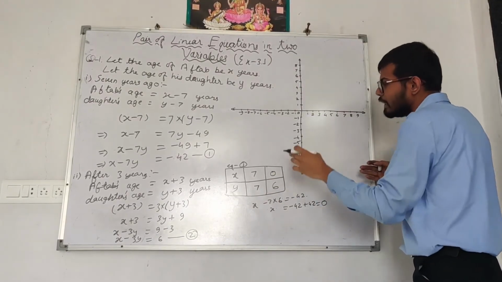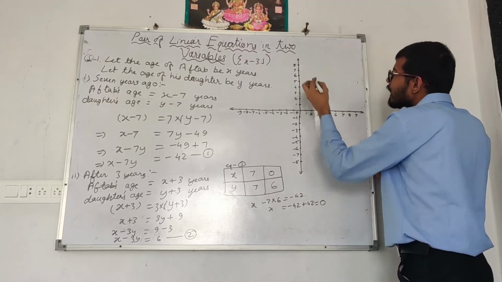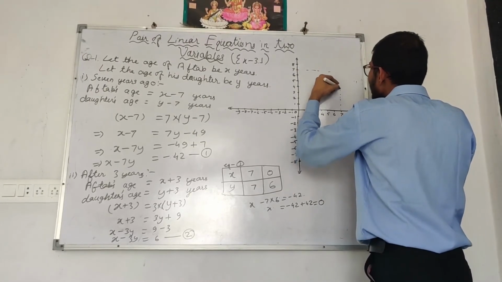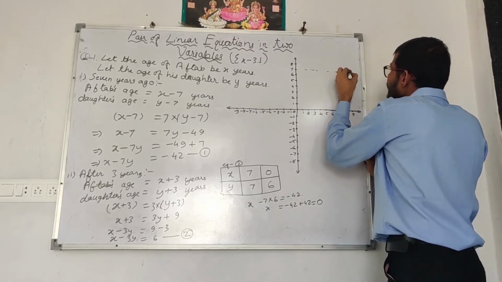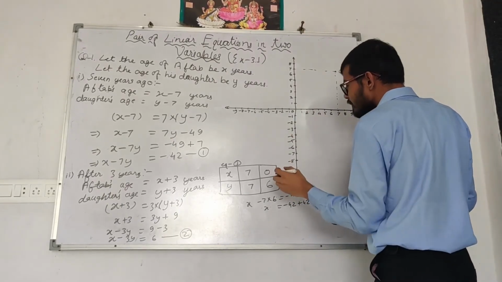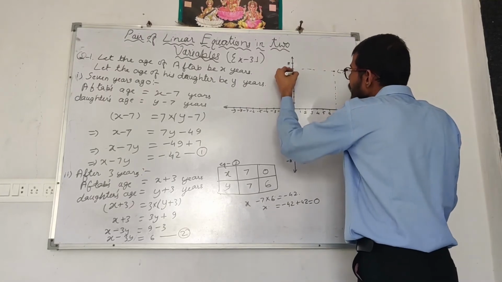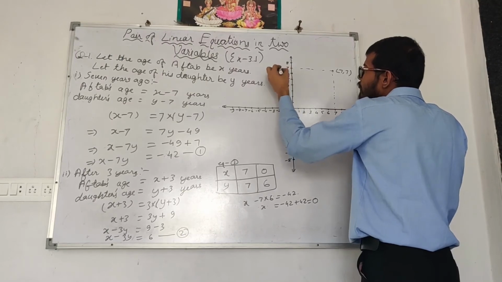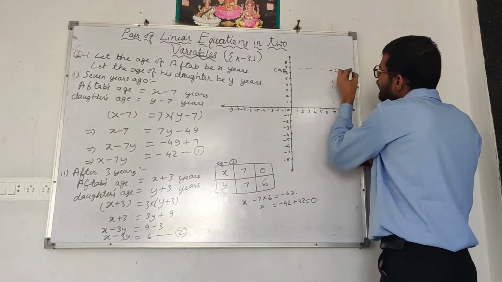Now we can place the values of x 7 and y 7. So x 7 is here and y 7 is here. How will we do it? We will make a dotted line and find the point. So this is 7, 7. Another point is 0, 6. So x value is 0 and y value is 6. So we got 2 points. We will join these 2 points.